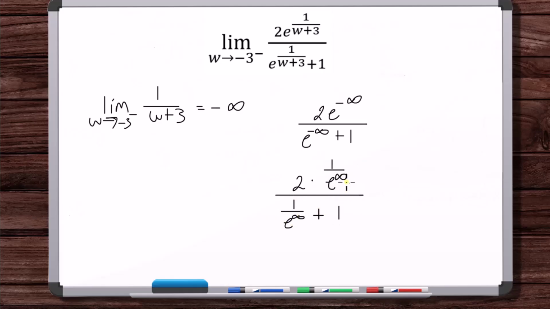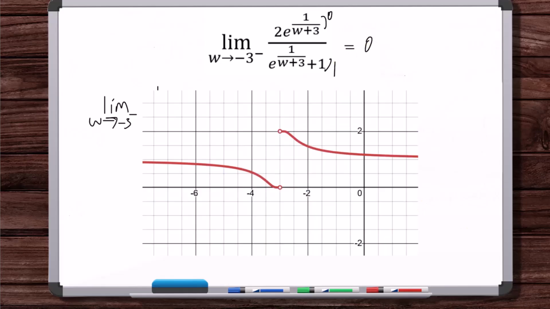And so e to the infinity is just infinity, right? E to 100 trillion is just another arbitrarily large number in magnitude. So this is approaching 0 and this is approaching 0. So the numerator is approaching 0 because 2 times 0 is 0. And the denominator is approaching 0 plus 1, approaching 1. So this is approaching 0. And that's what we see as w approaches minus 3 from the left. You have this jump discontinuity here, and the function is approaching 0.